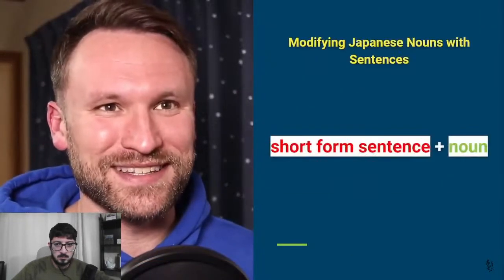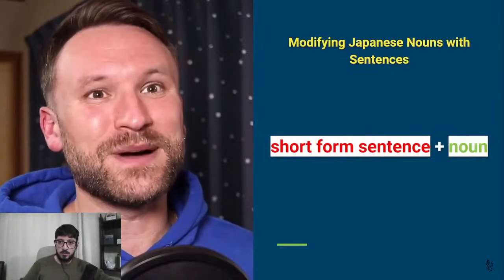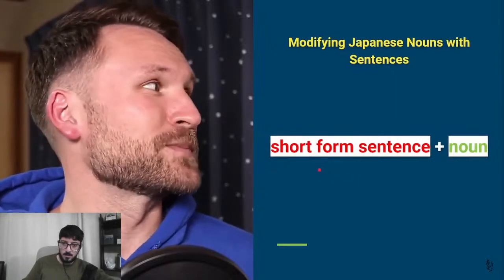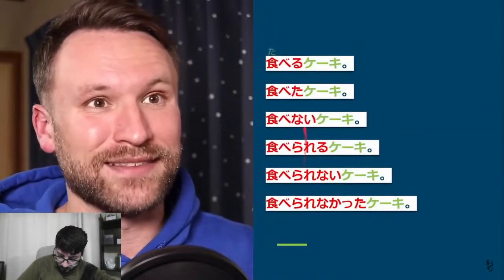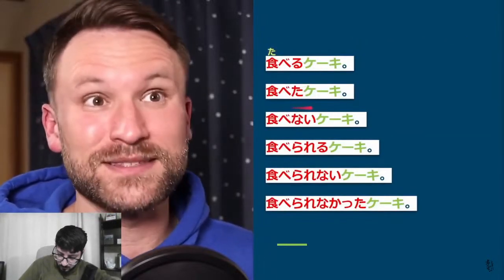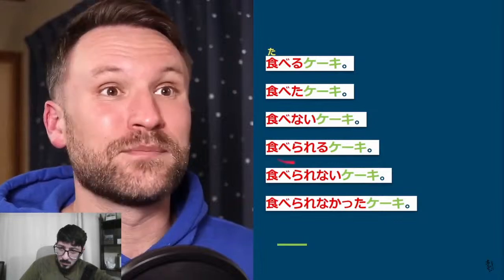Modifying nouns with sentences. This is a little bit easier. To modify a noun with a sentence, all you need is a short form sentence. So a sentence that ends in any short form verb. It can be any tense. So for example, present tense, past tense, negative, potential form.